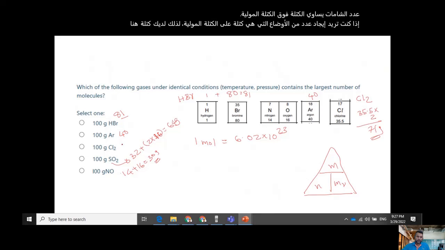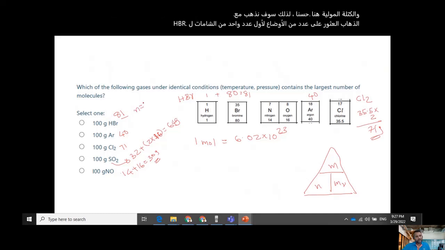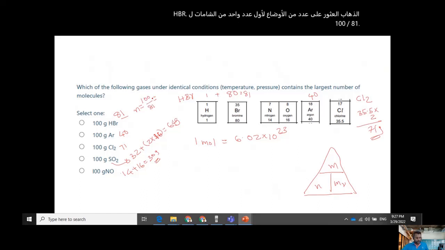Okay, so we will find the number of moles for the first one. Number of moles for HBr, 100 divided by 81, so for HBr it is 1.23, and for argon that is 100 over 40, that's 2.5 moles.